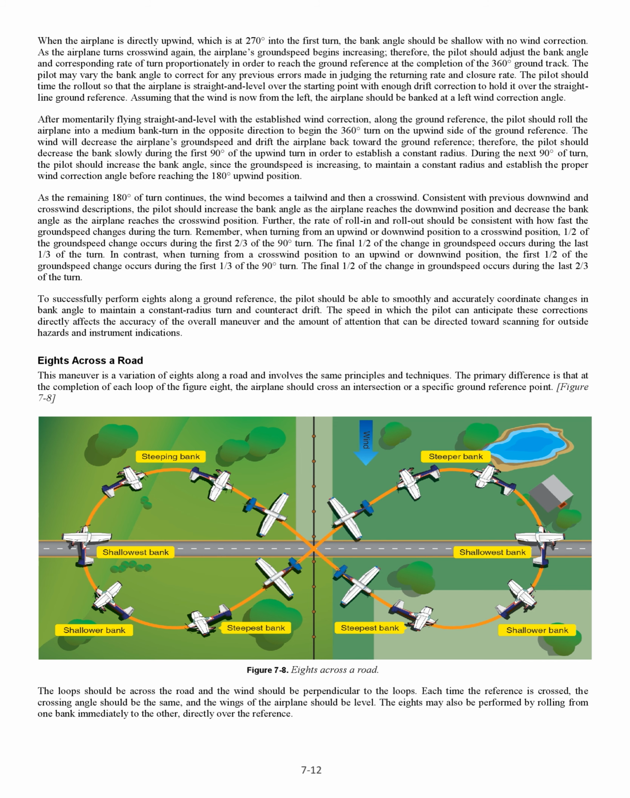Eights across a road. This maneuver is a variation of eights along a road and involves the same principles and techniques. The primary difference is that at the completion of each loop of the figure 8, the airplane should cross an intersection or a specific ground reference point. Figure 7-8, the loops should be across the road and the wind should be perpendicular to the loops. Each time the reference is crossed, the crossing angles should be the same, and the wings of the airplane should be level. The eights may also be performed by rolling from one bank immediately to the other, directly over the reference.